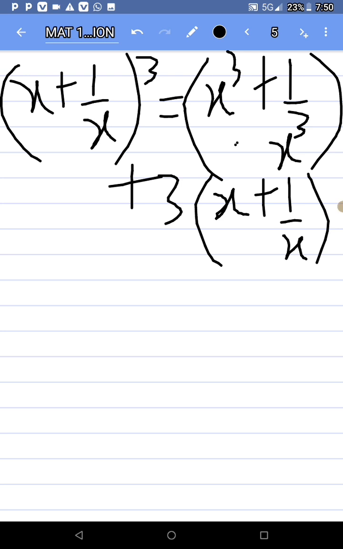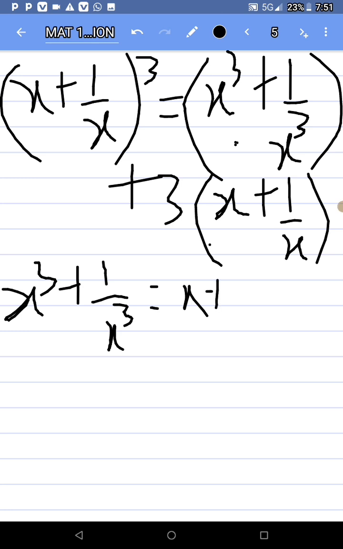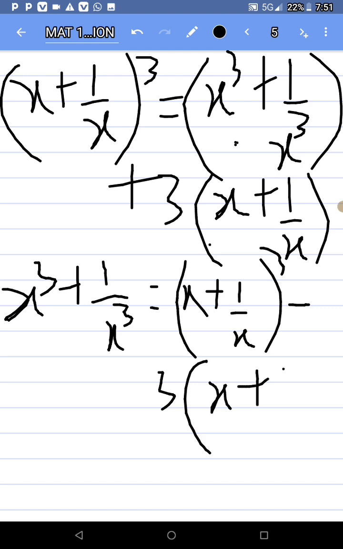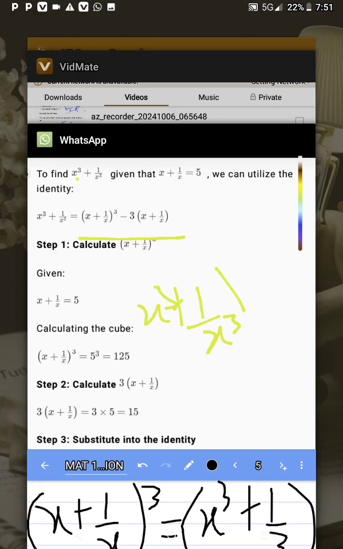What do we need? This is what we need to find in the question. So we bring this one to this side. That is our x cube plus 1 over x cube. It will be x plus 1 over x all raised to power 3. Now this one is on the right hand side of the equation, you want to take it to the left hand side. That will be minus 3 into bracket x plus 1 over x. So this is where we get that beautiful expression we are using.